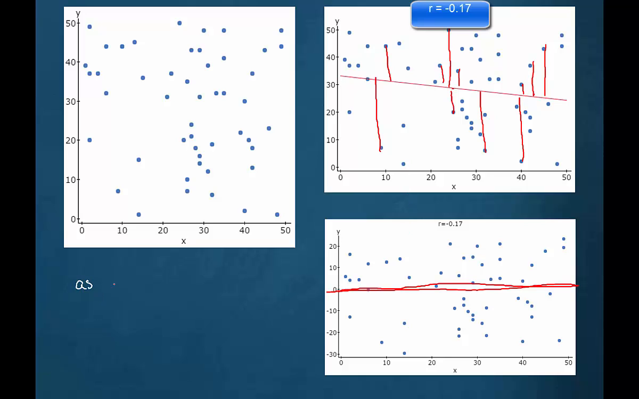Remember that as R gets close to +1, you have a stronger positive relationship. As R gets close to -1, you have a stronger negative relationship. And as R gets close to 0, the relationship weakens.